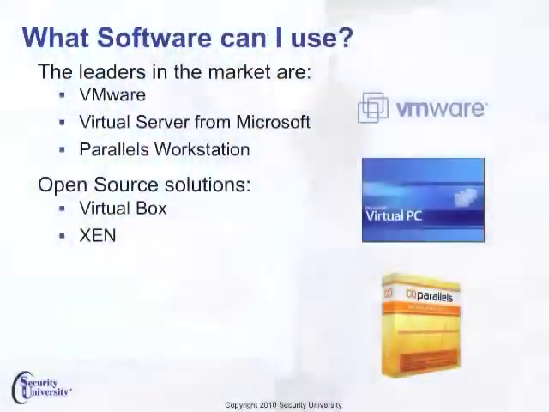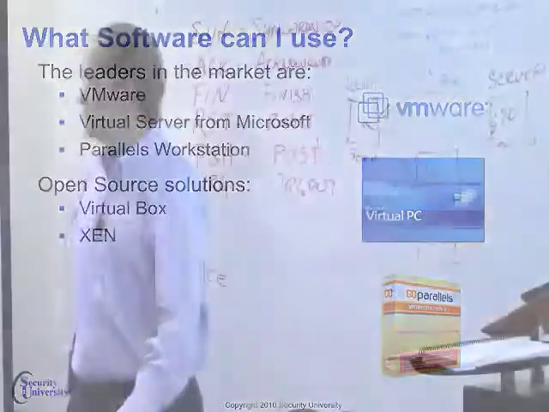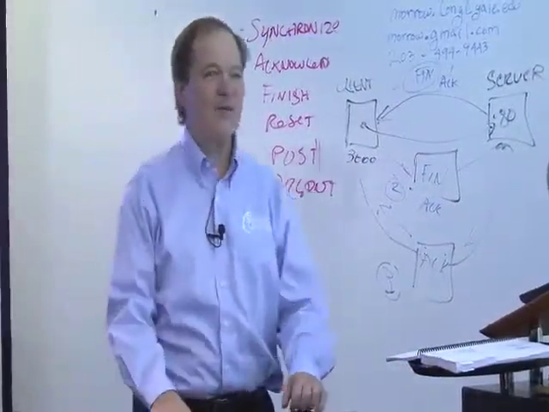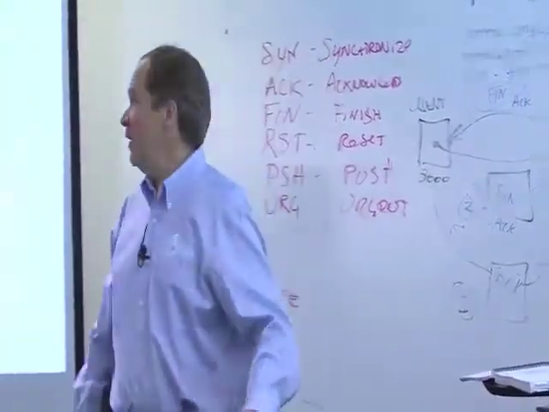We see VMware Virtual Server, also Parallels. Parallels is big in the Mac OS marketplace. I have both Parallels and VMware on my Mac. There's some other ones that are out there as well. So VirtualBox, which has been acquired by Oracle of all people. When they got Sun, they actually got VirtualBox. And Xen as well.